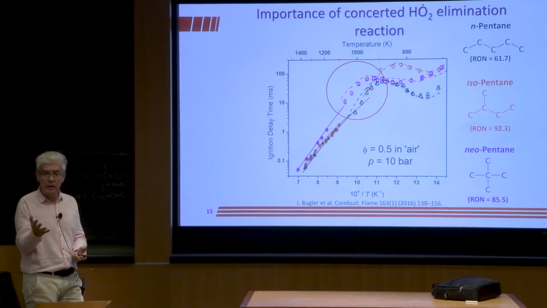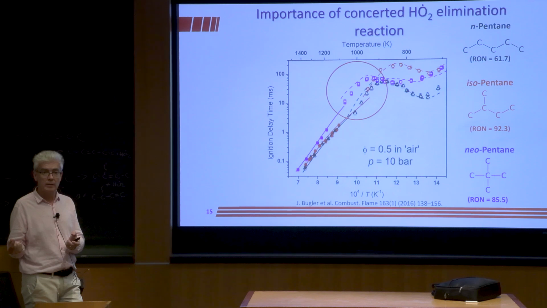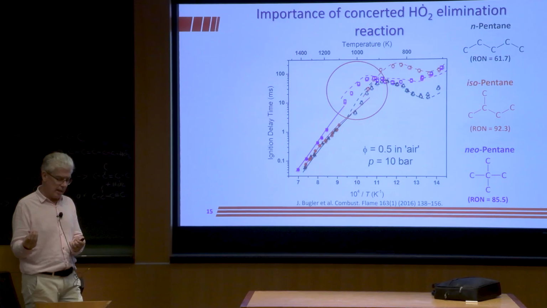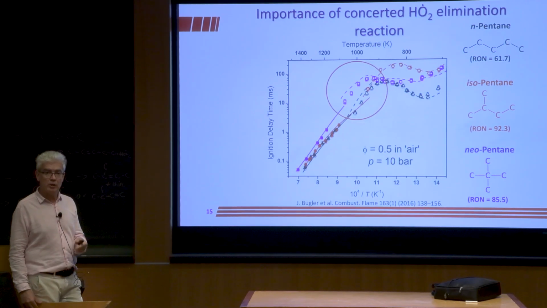I'm going to show you a plot of that a little bit later. The low temperature chemistry doesn't go away until the ceiling temperature is reached, and that ceiling temperature is reached when the R plus O2 gives RO2 equilibrium shifts back to R plus O2. What causes negative temperature coefficient behavior is not that. It's competition between branching and propagation in the low temperature chemistry.